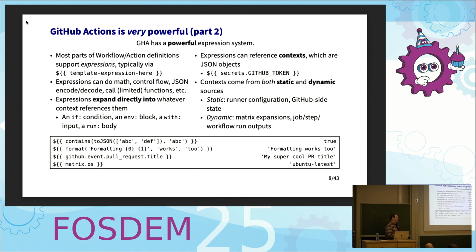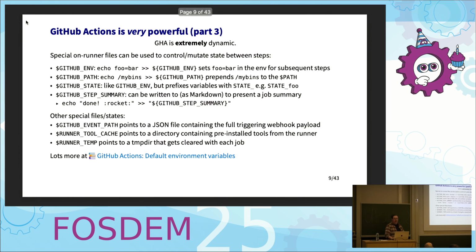And these contexts come from both static and dynamic sources. The static source is something that you define ahead of time for the runner to load. So that's things like the runner's configuration, as well as GitHub side state, so the event name and the event payload that triggered the workflow. And then dynamic is things like matrix expansions. Okay, I realize I have way more stuff than I thought, so I'm going to breeze through this.